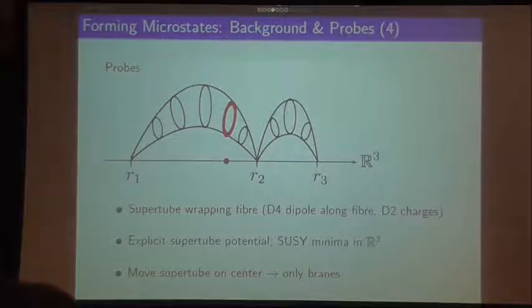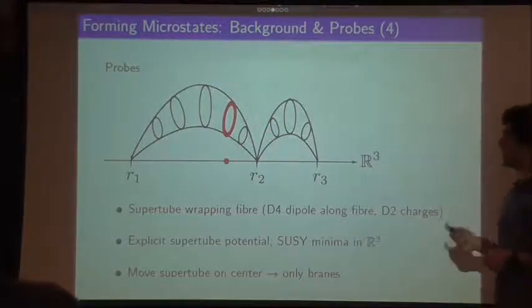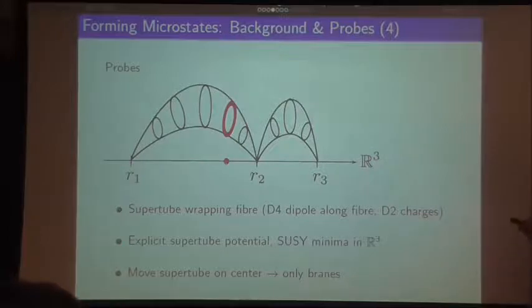Good, so that's our background. Now in this background, we're going to introduce probes, and these probes are exactly going to be the things that we're going to be studying the tunneling of. So, as I said, we have these fibers here, and we can introduce a D4 brane wrapping this fiber, which is going to be a dipole because it wraps this contractible cycle, right? The cycle contracts here, so it's a dipole.